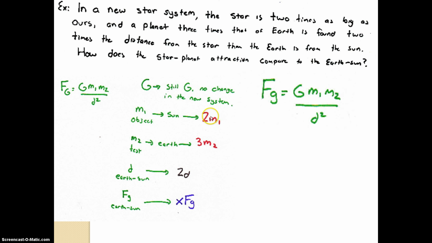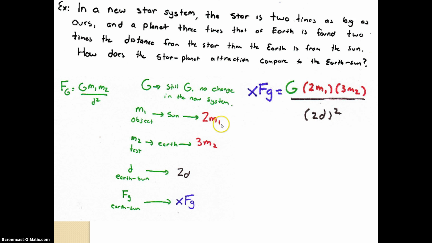Using this equation, we're going to put these in for the variables. So big G will still say big G. M1 is now going to be 2M1. M2 is 3M2. D squared is going to be (2D) quantity squared. And FG is going to be X FG. So I'm replacing the left-hand symbols with the right-hand.